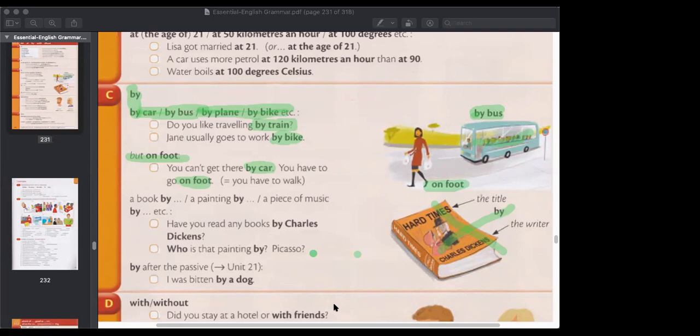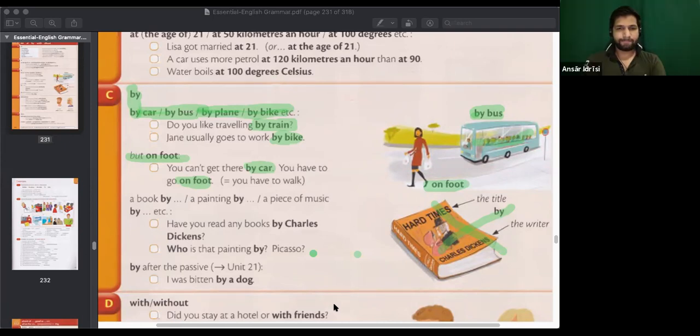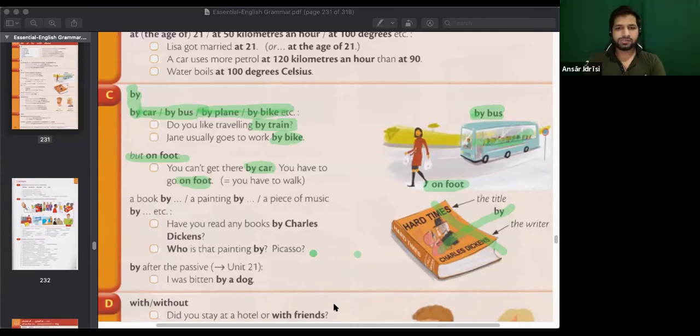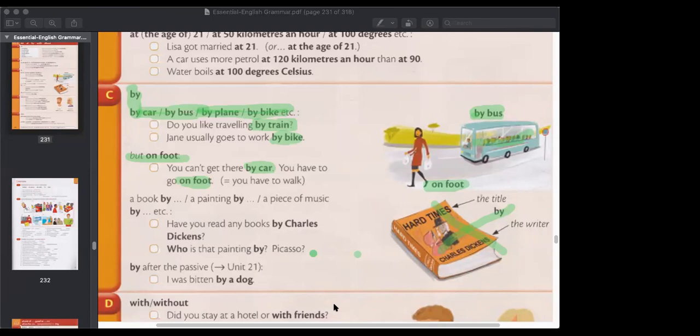You should go there by car. Correct. May I pay by check? Correct. May I pay by check? Good one. I will send you later by email. Correct. By email. By check. By WhatsApp. Correct. By WhatsApp.